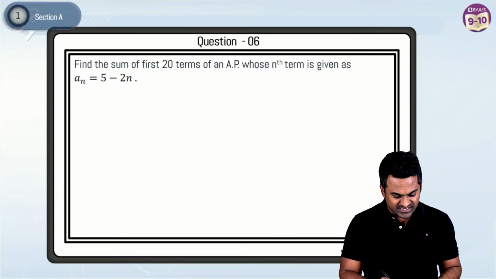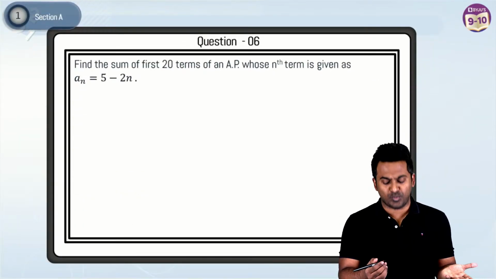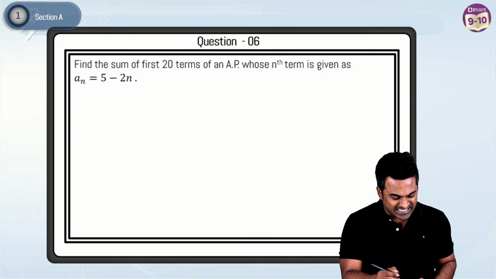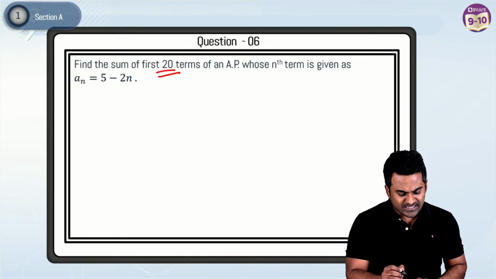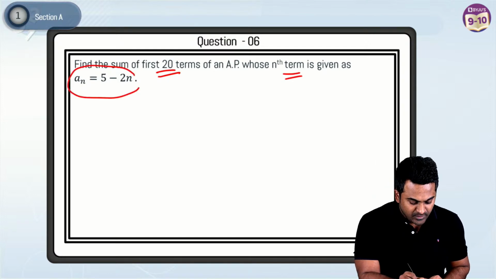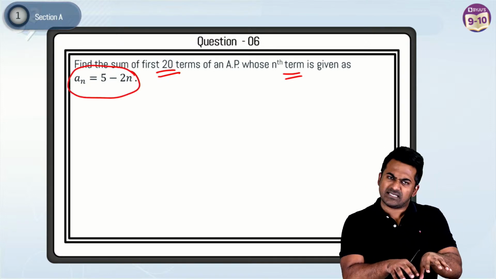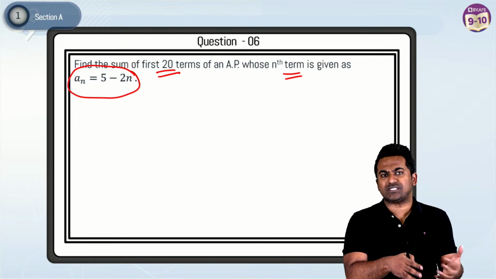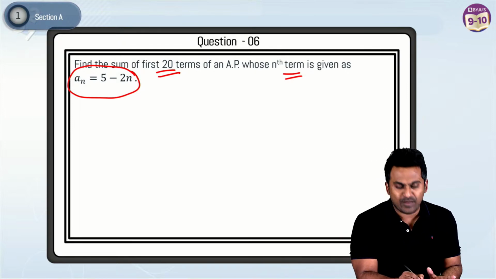Question number 6, again, a problem revolving around arithmetic progression. This one also looks fairly simple. You've been asked to find the sum of the first 20 terms. The nth term is given like this. Now, these are simple questions. All you have to do is substitute the value of n. Like, let's say I want the first term.